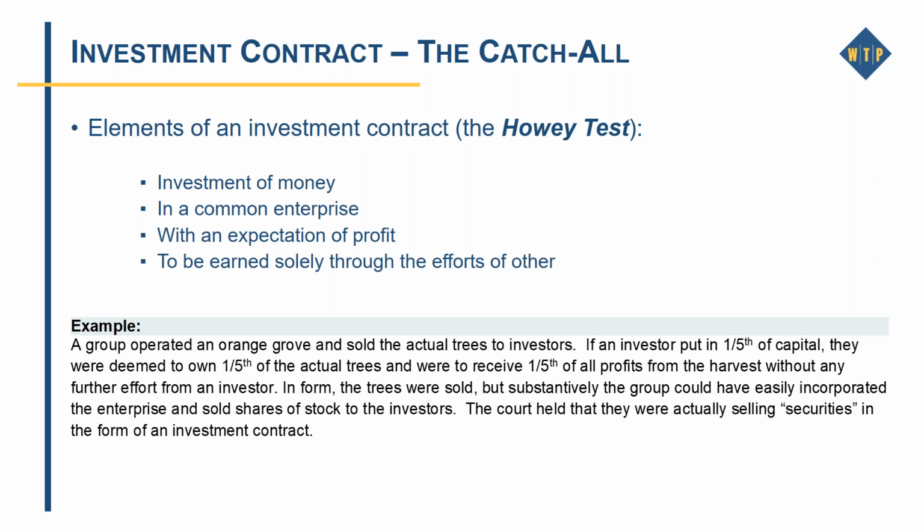We've got an expectation of profit. And what do the investors have in that expectation? They want to get some money. Otherwise, why am I giving you my money to buy this piece of paper? And the fourth element is kind of this earned solely through the efforts of others.